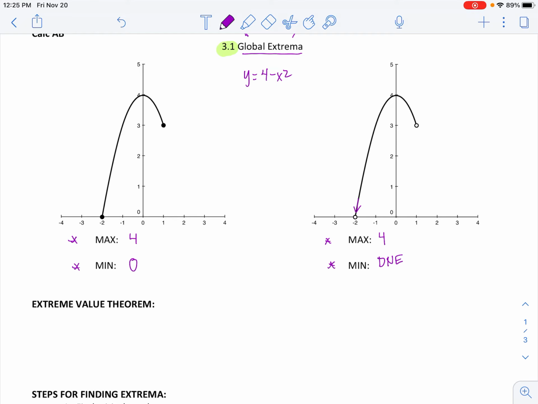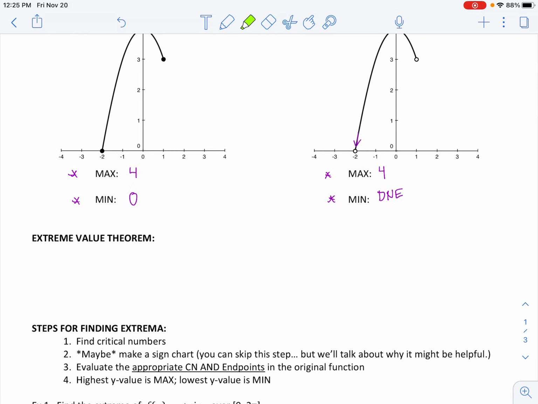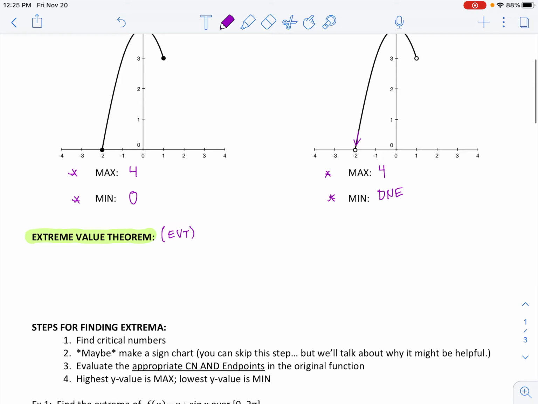And what this causes us to want, us little mathematicians, is to know when will I for sure have a max and when will I know if I have a min? Okay, and here's how you know that: the extreme value theorem, affectionately referred to as EVT. This goes along with MVT and IVT and all the other VTs that you've been learning this year. So the extreme value theorem is pretty simple.